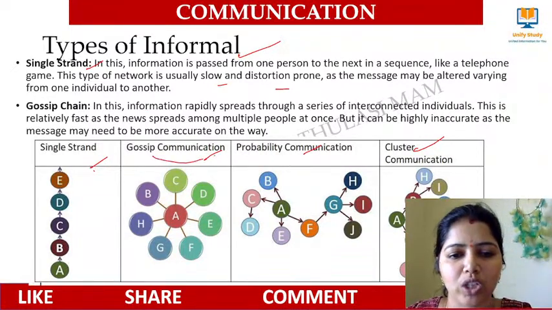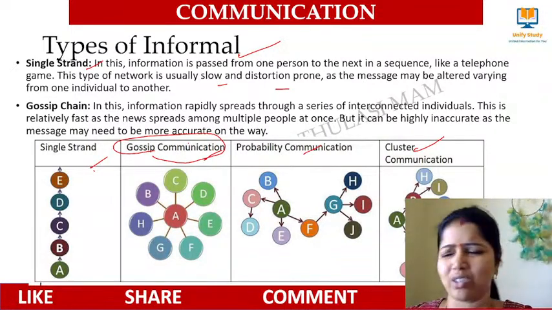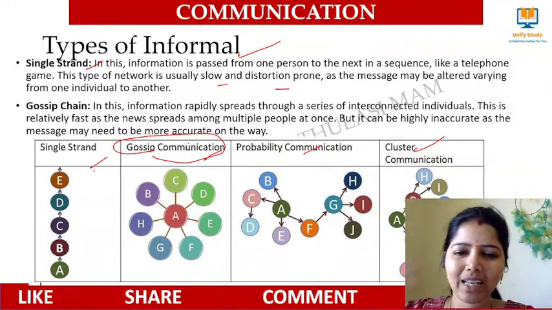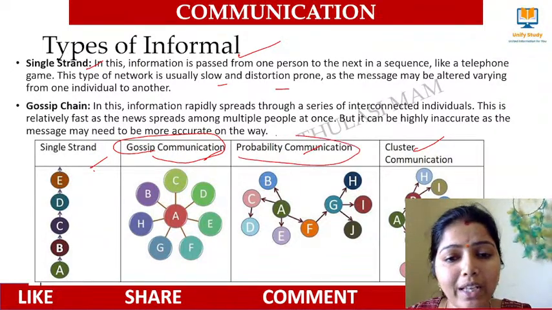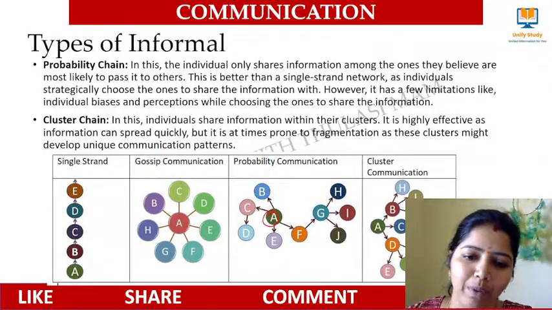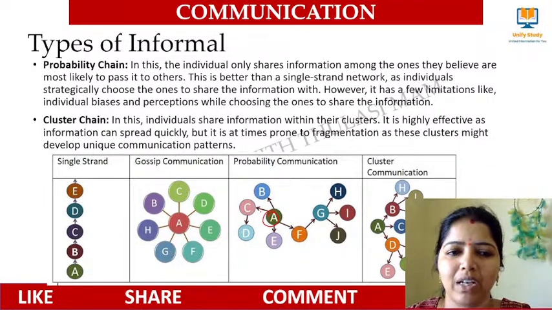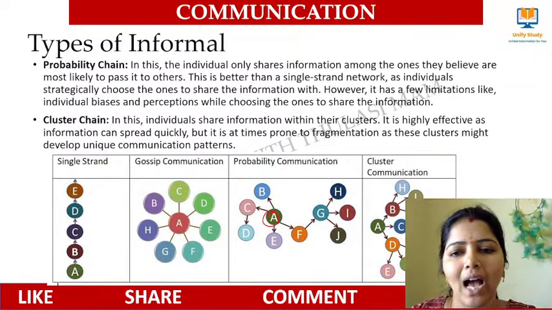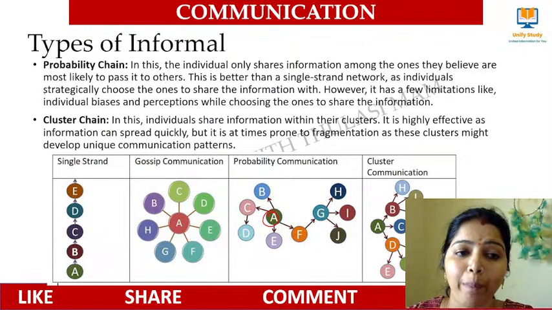Next comes gossip communication. We all know gossip; it spreads around, not necessarily to one particular person. That we call gossip communication. Probability communication means I tell one person, whom I believe a lot, who is most likely to pass it on to others. Then that person spreads it to some other person. That we call the probability chain.